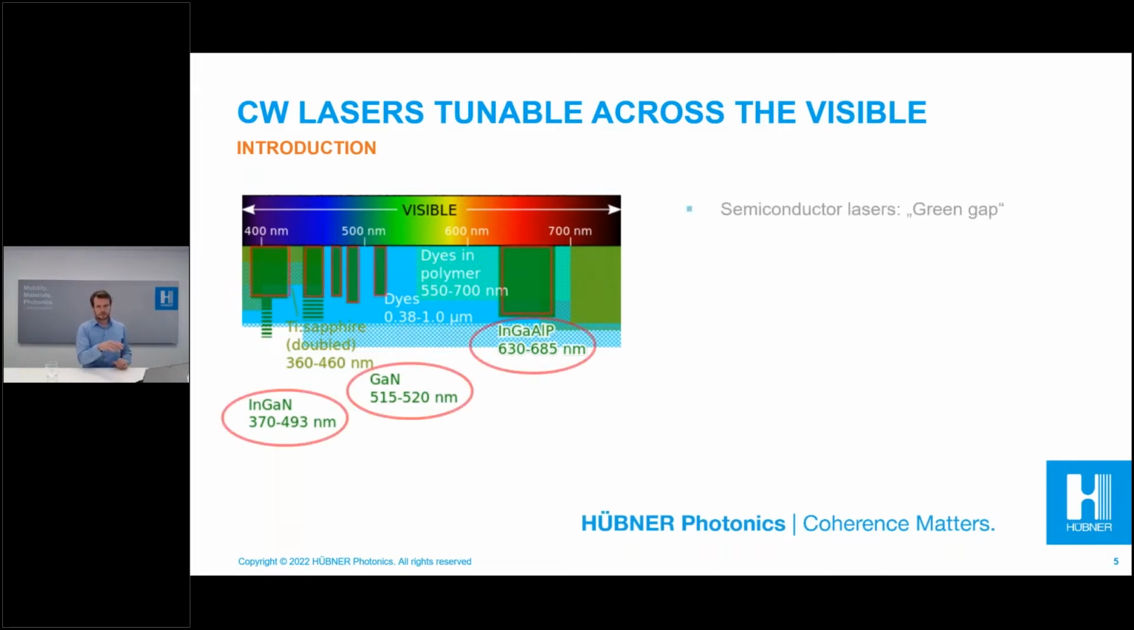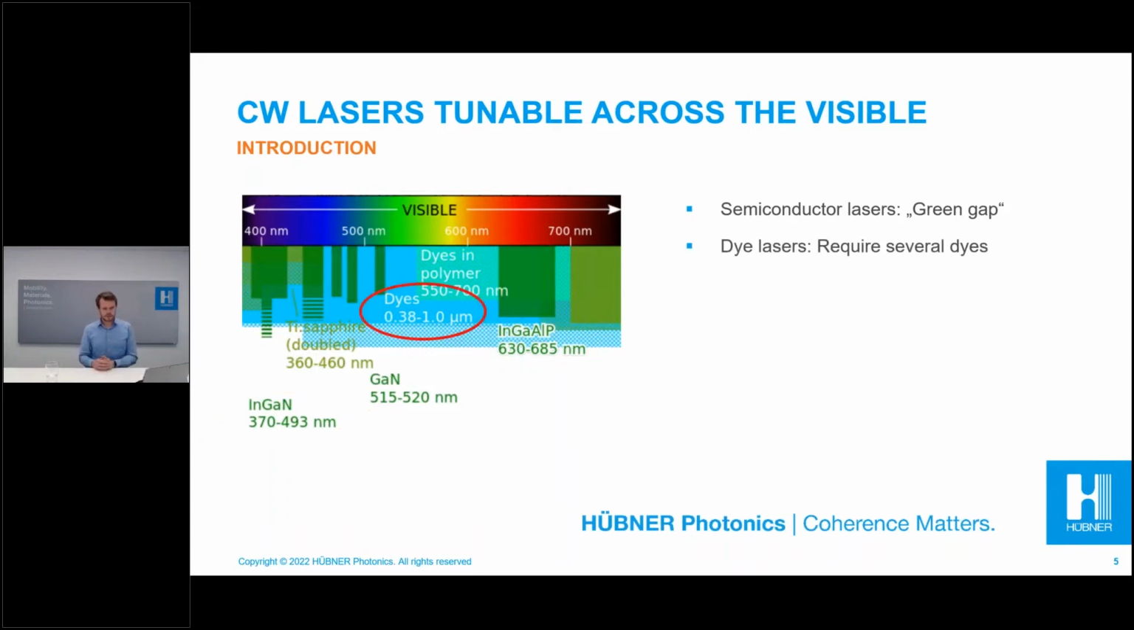this range. So there's a handful of semiconductor lasers covering certain wavelengths, but with rather limited tunability and the so-called green gap between roughly 530 and 630 nanometers. There are dye lasers, which basically cover almost the entire range, however, not with a single dye. So this can be inconvenient if you want to have wide tunability.